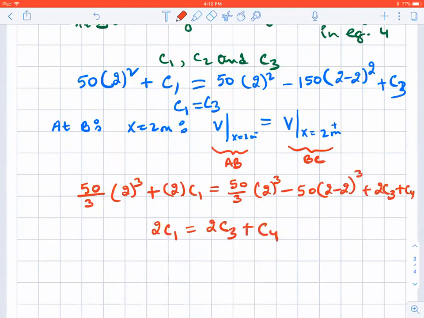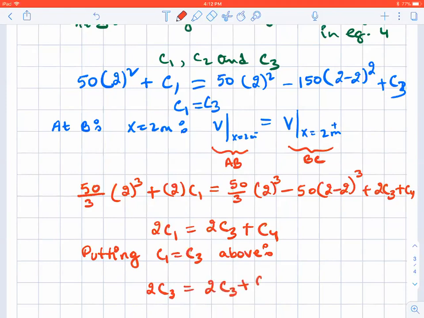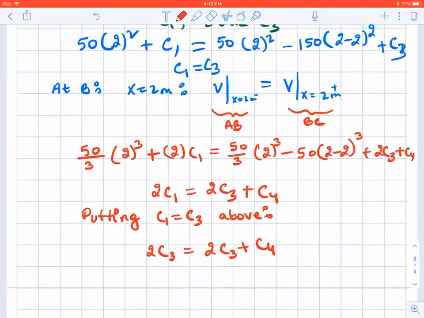Now if I put C1 equal to C3 from above in this equation, then I end up getting 2C3 is equal to 2C3 plus C4. Now remember, C4 is 0.